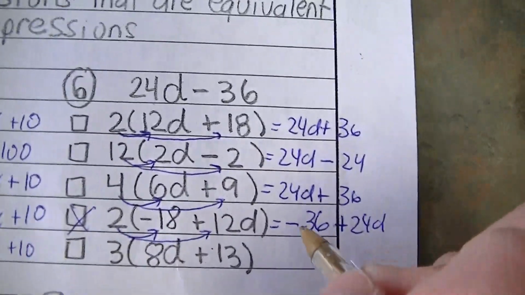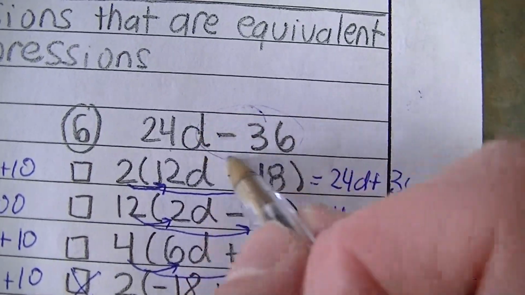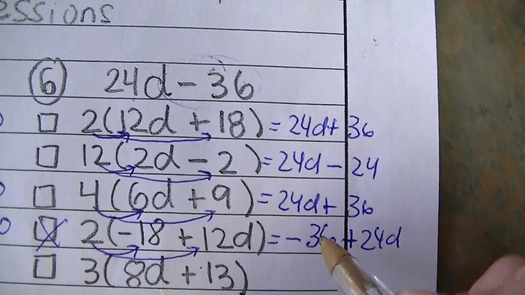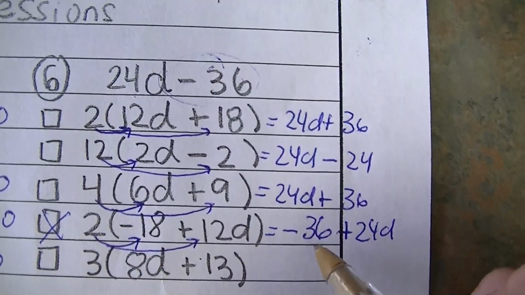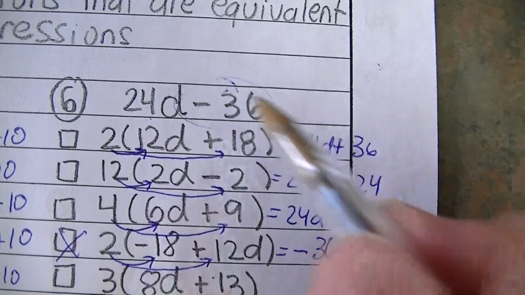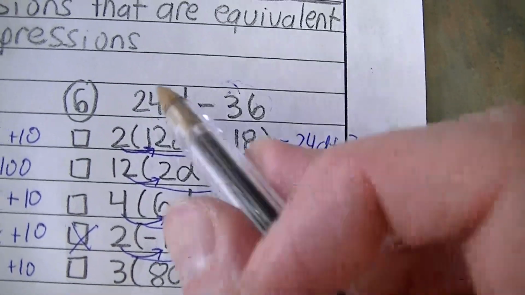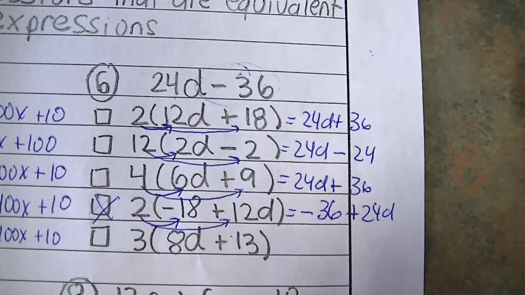I'm going to check this box because look, this right here is a minus 36, and right there is a minus 36, or a negative 36, okay? And that right there is a positive 24d, and that right there is a positive 24d. So yeah, that's definitely a match, and you definitely need to check that box, okay?